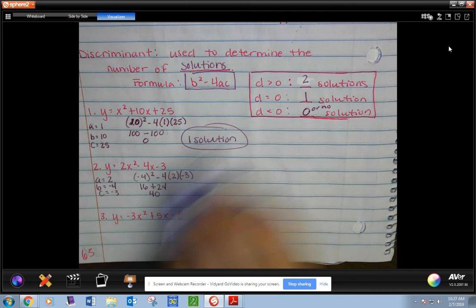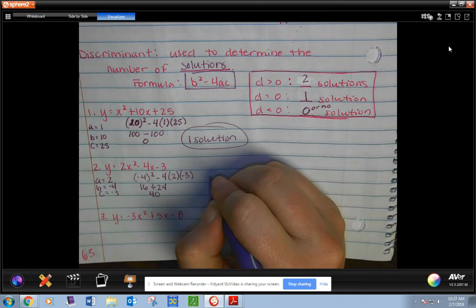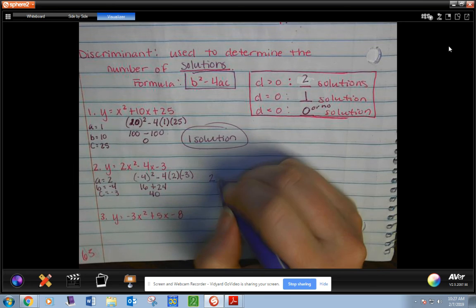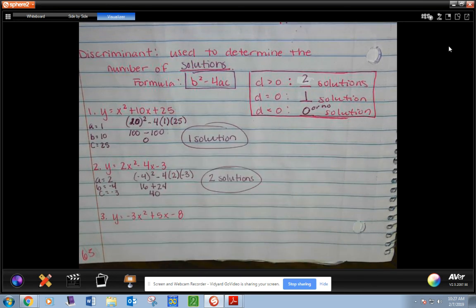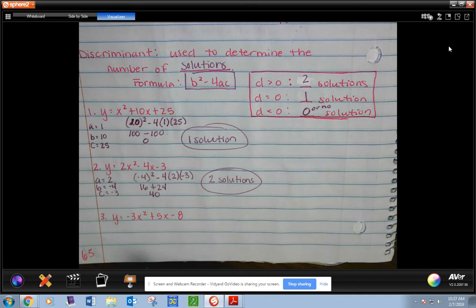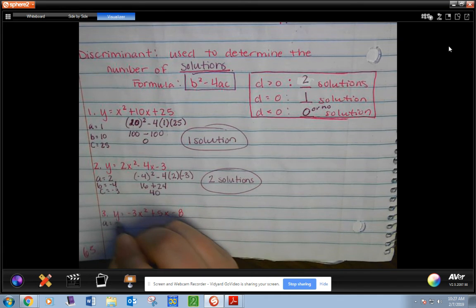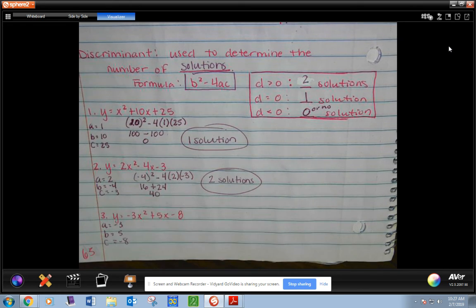Now I look over here. 40 is greater than 0. So this one should have 2 solutions. And you're done. Okay, for my last example, A equals -3, B equals 5, and C equals -8.